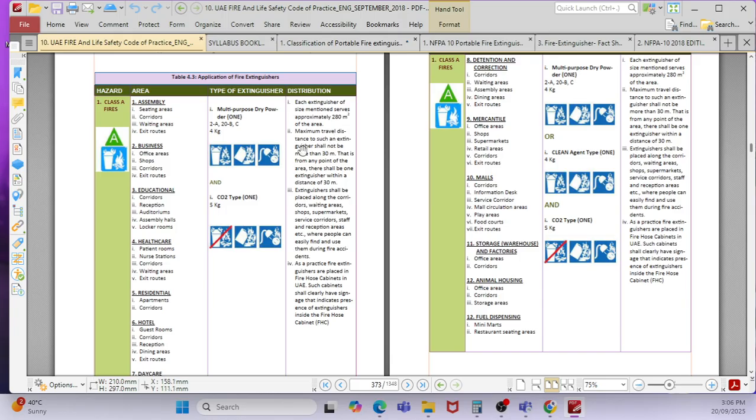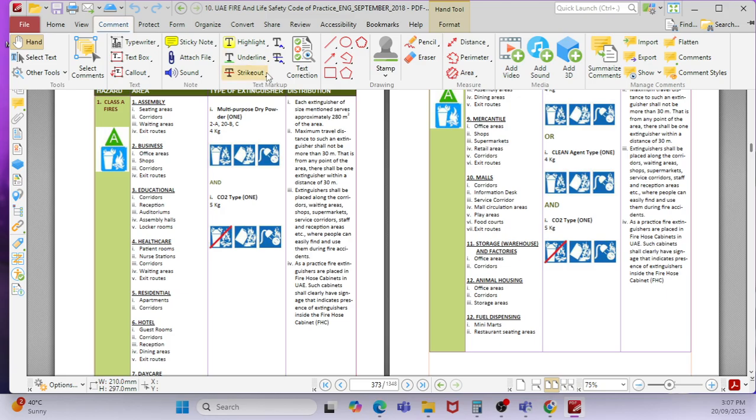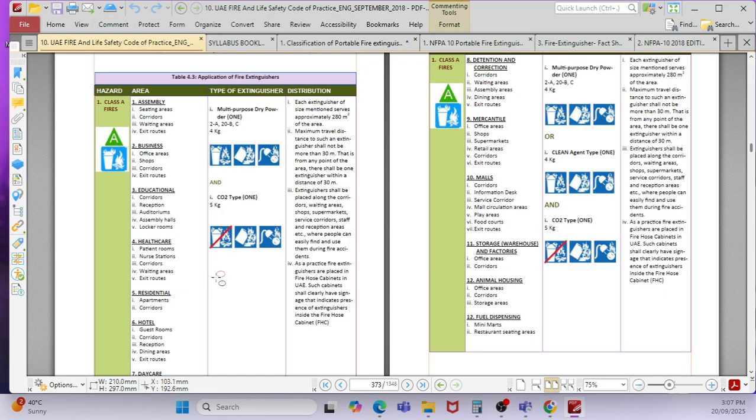Okay, the maximum travel distance to such an extinguisher shall not be more than 30 meter. So if you design one fire extinguisher here, the other fire extinguisher can be 30 meter away. This fire extinguisher can go 30 meter here, this one can go 30 meter here, so 60 meter it can cover. So that is why you will see 280 square meter coverage. Like if you make a circle, you will have a 280 square meter coverage, because this can go this side, this can go this side, and this can go this side.